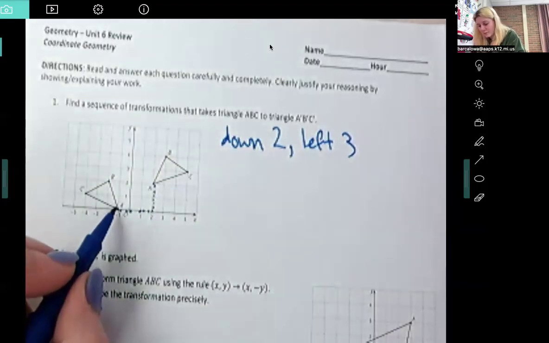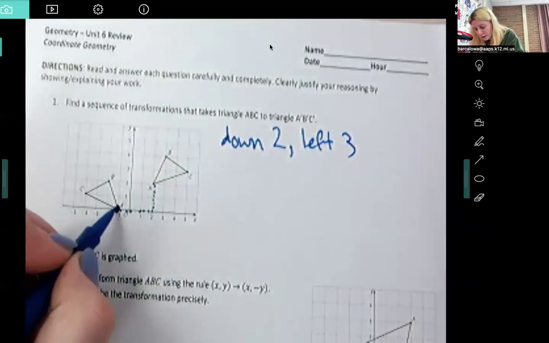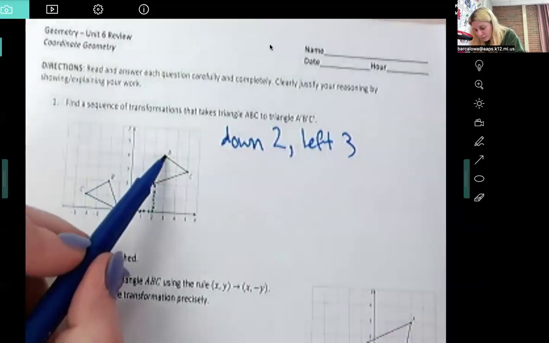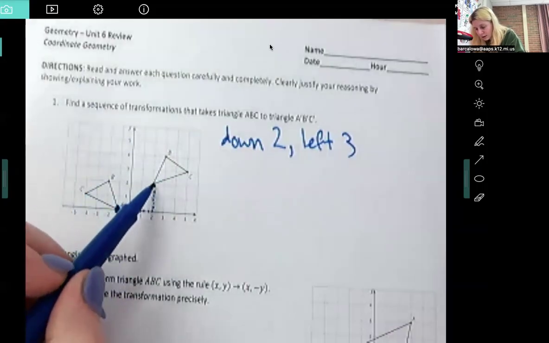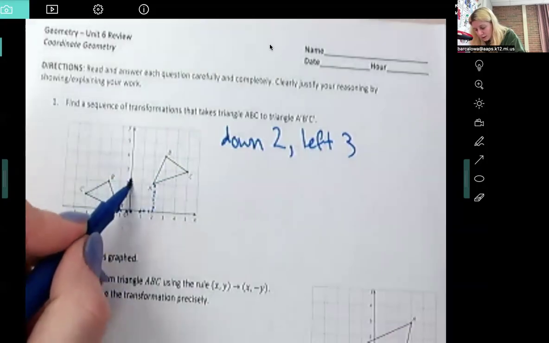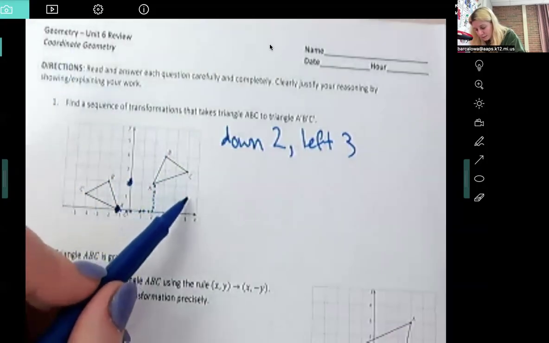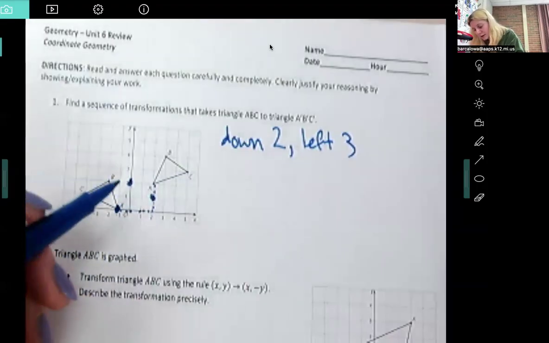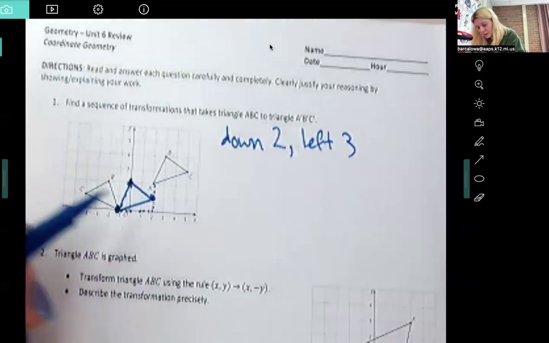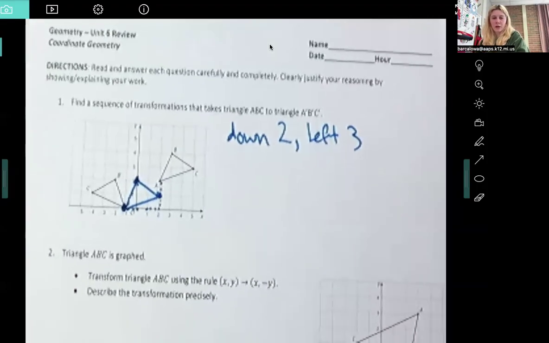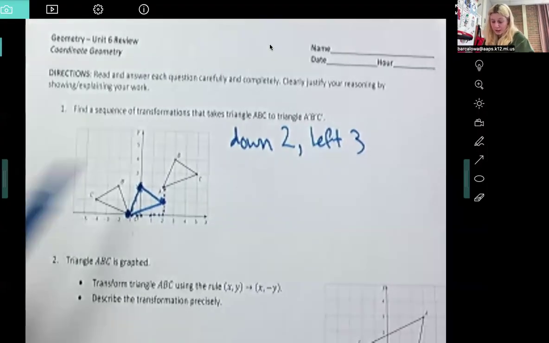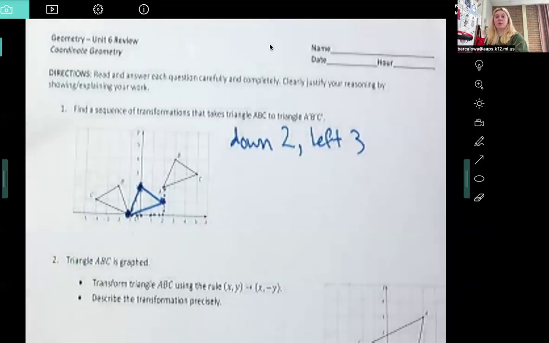And so then my points would be here. If B moves down 2 and left 3, it'd be here. And if C does the same, down 2, left 1, 2, 3, I would end up there. Okay? That doesn't really look like A prime, B prime, C prime to me. So what do you think I need to do now?